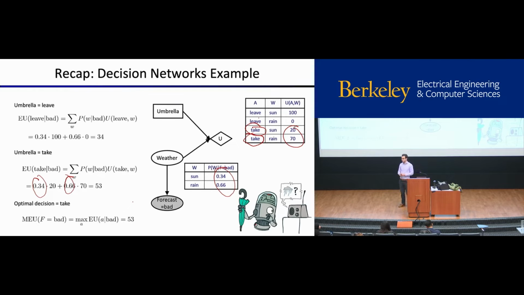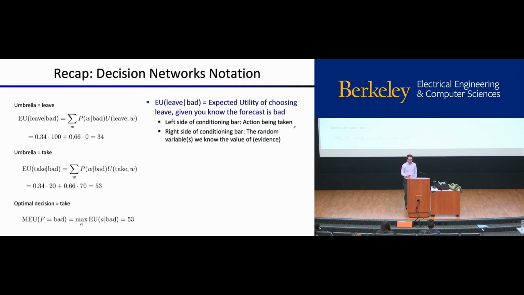The maximum expected utility, given that the forecast is bad, is whatever the utility is for taking the best action. So in this case, it's just the maximum of 34 and 53, and so it's 53. So this concept of MEU, we haven't written it this way before, but it's the same thing we've always seen. So maximum expected utility, that's just taking a max over these two expected utilities. Okay.